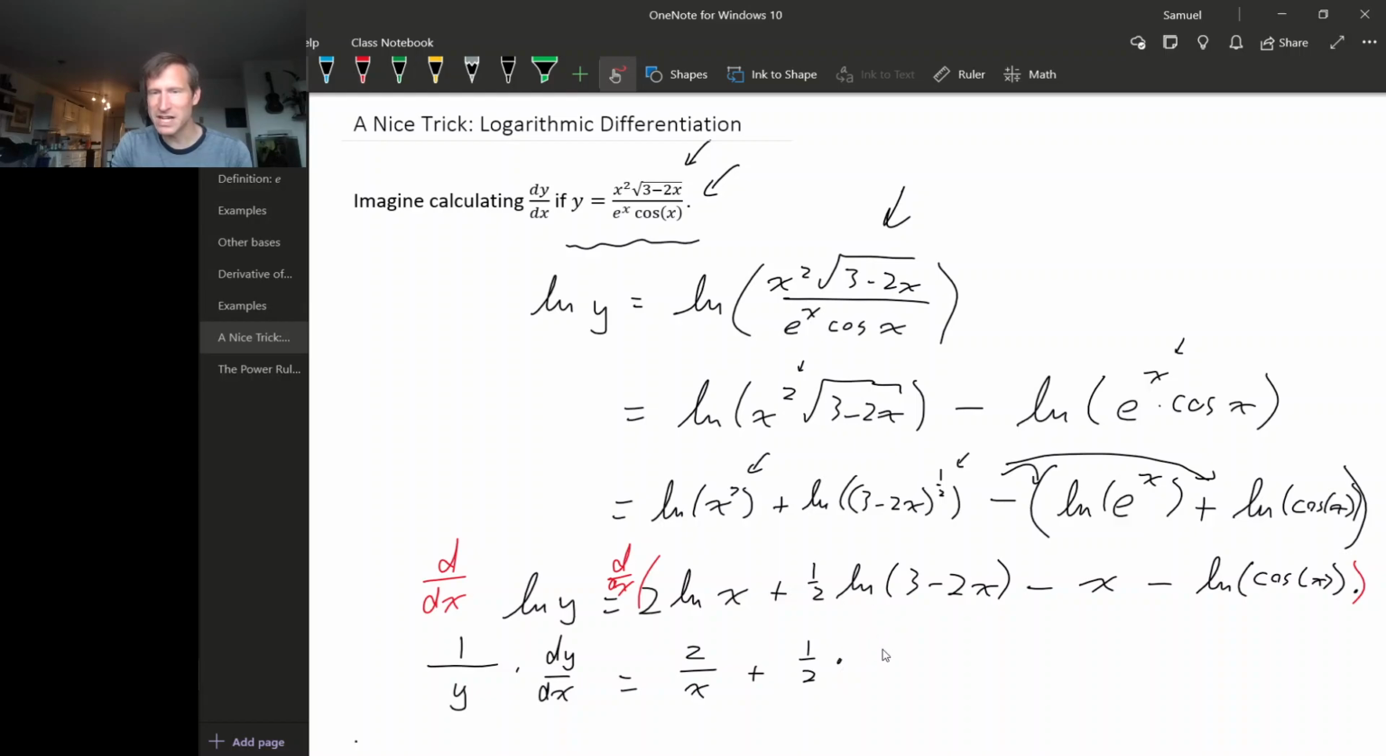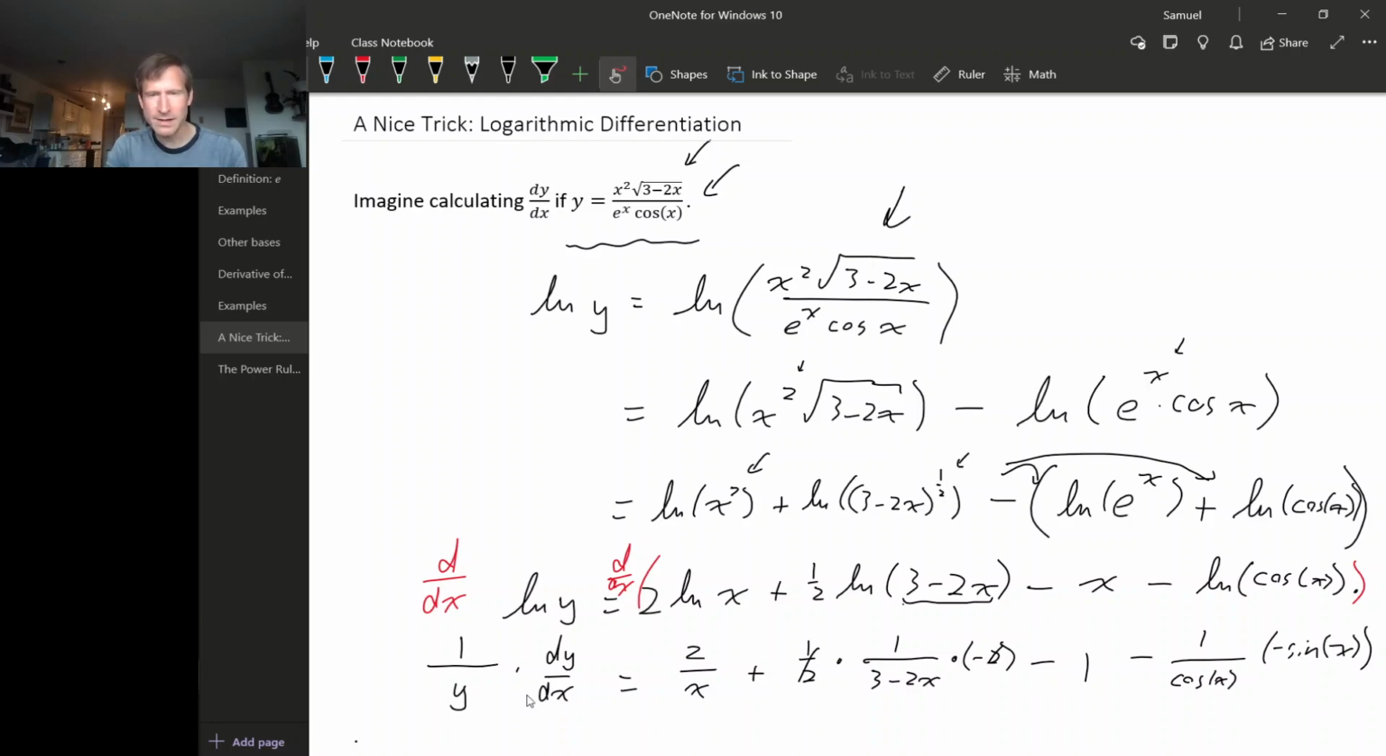So derivative of natural log is 1 over, and then put the inside in there, 3 minus 2x, and then multiply by the derivative of the inside. Well, the derivative of the inside here is just minus 2. So this 2 cancels that 1/2, minus derivative of x is 1, minus, and then here we have to be a little careful. So natural log, derivative of natural log is 1 over, and then put the inside in there, cosine x, and then multiply by the derivative of cosine, which is negative sine x.